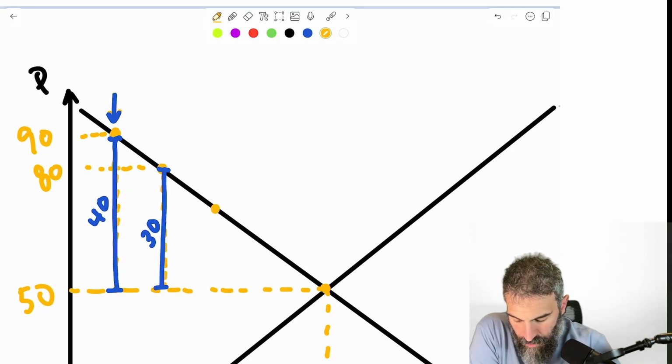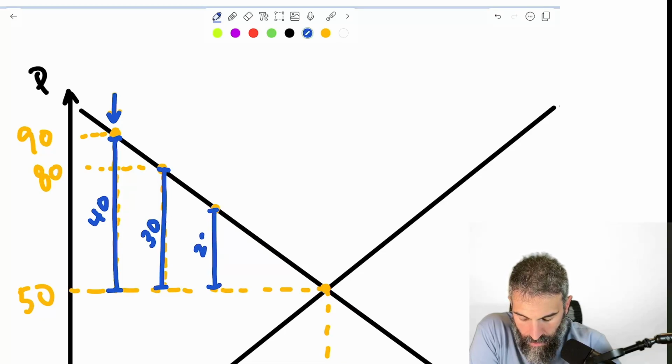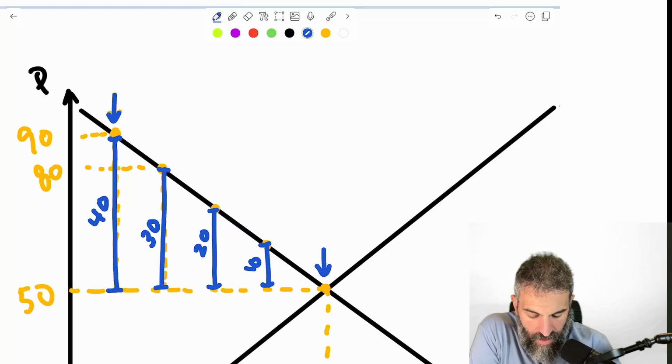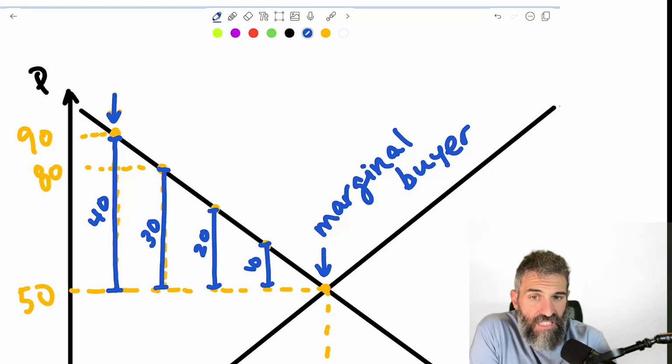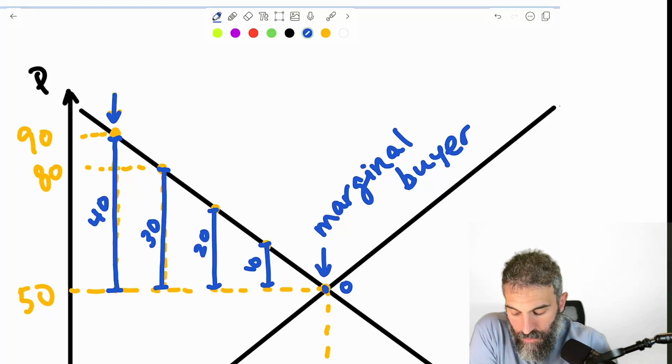We can do this all the way down. Maybe there was somebody who was willing to pay 70 who gets to pay 50. They're gaining $20. The person who is willing to pay 60 who gets to pay 50, they're gaining $10. And then this final person, we call them the marginal buyer. The marginal buyer is basically the last buyer. That person valued it at exactly 50. They don't have a surplus. They're paying exactly the maximum they were willing to pay.